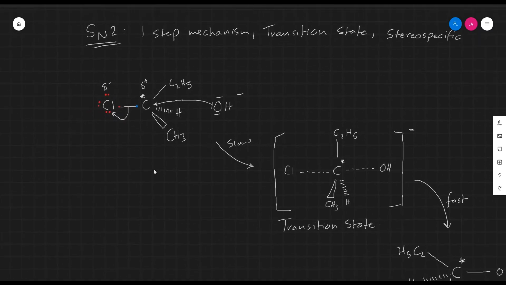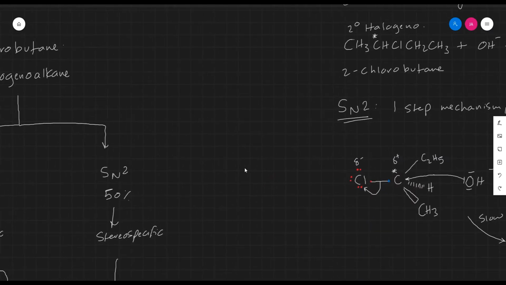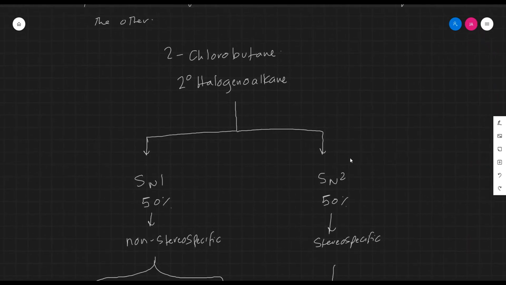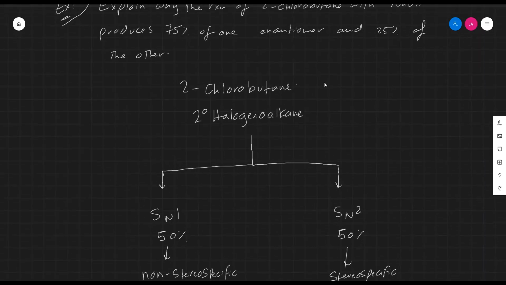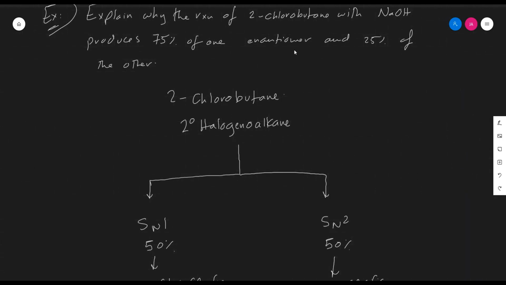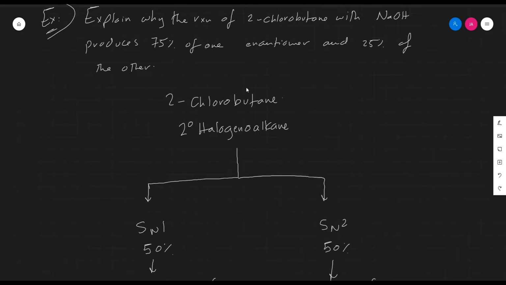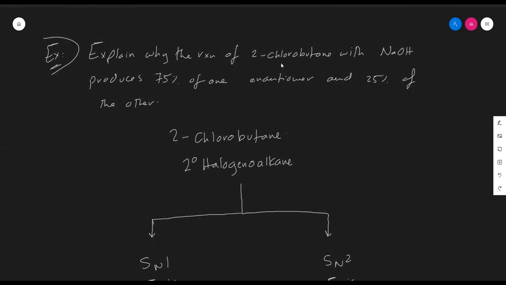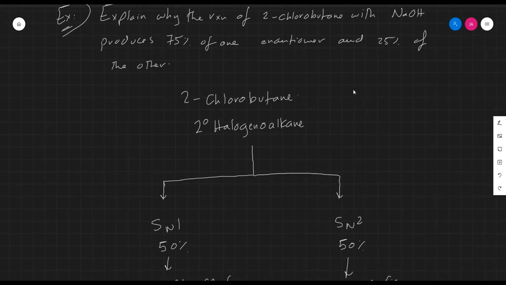One question that the IB has asked, I think it was paper 2, November 2017 time zone, is to explain, and I'm not sure if this was the same molecule they chose, but it was a secondary halogenoalkane. This question stated to explain why the reaction of 2-chlorobutane with NaOH, which is a nucleophilic substitution reaction, and this is a secondary halogenoalkane, just as the example we covered in this video, produces 75% of one enantiomer and 25% of the other. The answer is as follows.